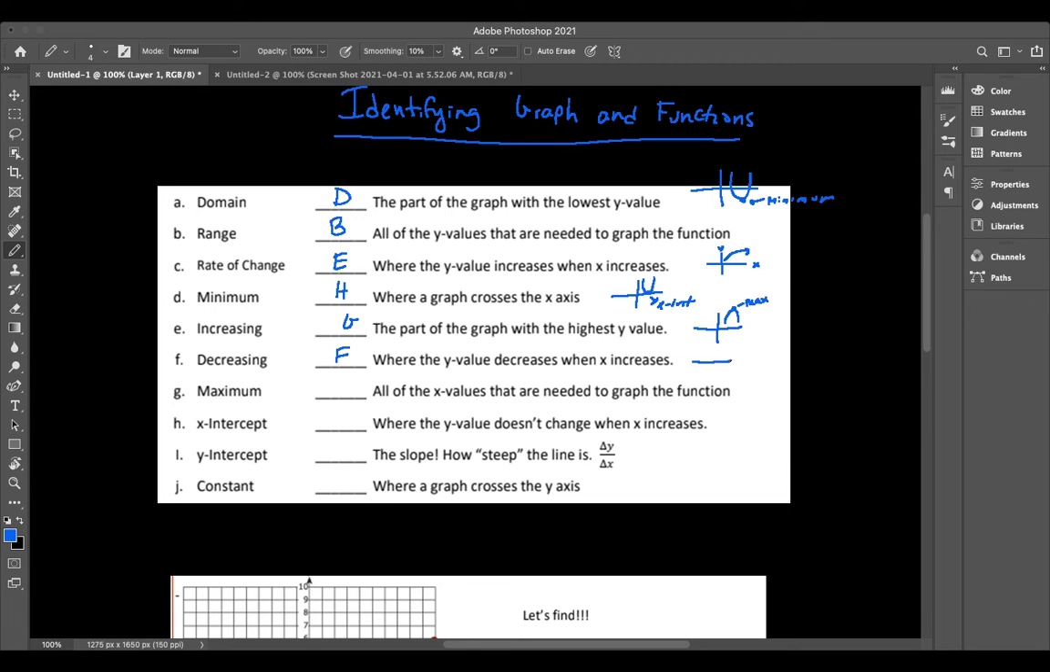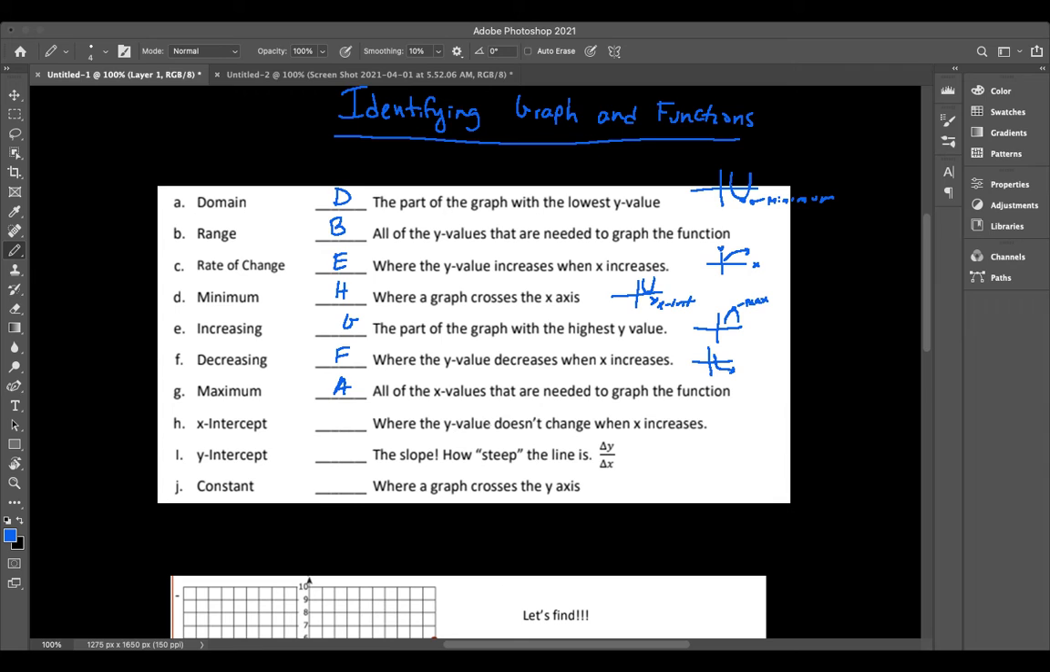So what does that look like? Basically here we have a graph that decreases, so it's going downwards, but it goes this way. Okay, so it's going down in the y, but the x is still increasing. Okay, and all the x values where it needed to graph the function, that would be the domain.